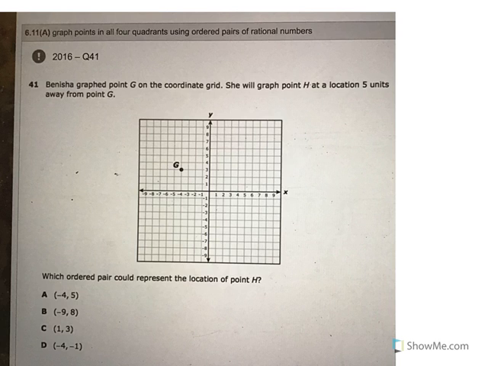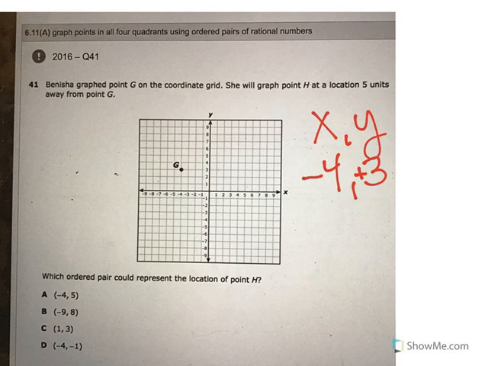Venetia graphed point G on the coordinate grid. She will graph point H at the location 5 units away from G. So let's identify where G is at. G, x goes left and right. So first you went over negative 4, and then you went up 3, so it's a positive 3. So we have negative 4, positive 3. Now I didn't say which way she went, and we haven't done 8th grade math, so we can't do the Pythagorean theorem, so it has to be a line like this or like this.